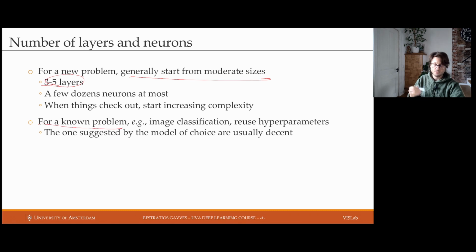For a known problem, for instance, image classification, you can reuse the hyperparameters that are suggested by whatever model of choice you're starting from, if you're starting from an existing model.